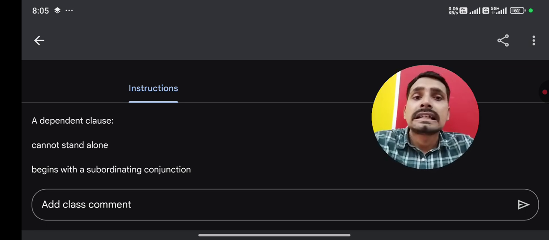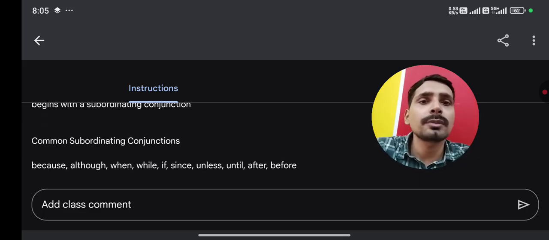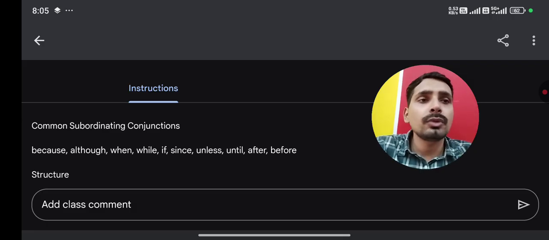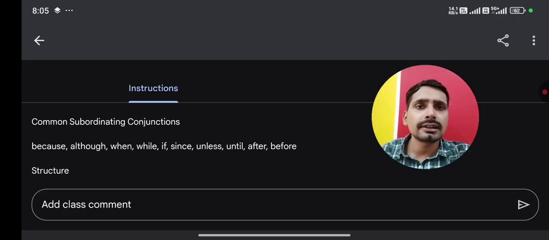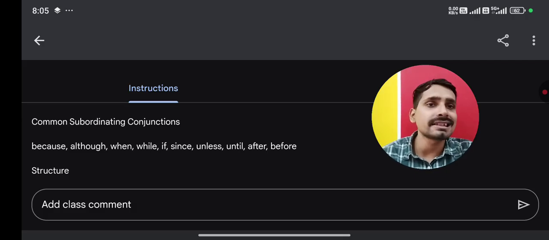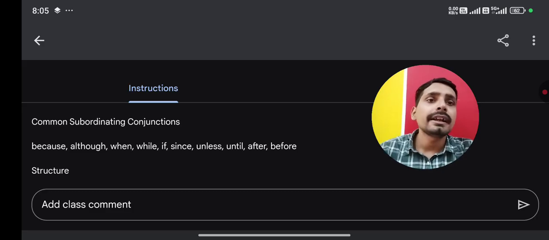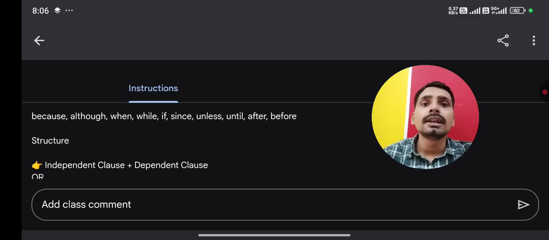Which conjunction? Subordinating conjunction. So let's look at one more thing where we understand which are common subordinating conjunctions. Let's look at them. Number 1, because. Number 2, although. Next, when. Next, while. Next, if. Next, since. Next, unless. Next, until. Next, after. Next, before.